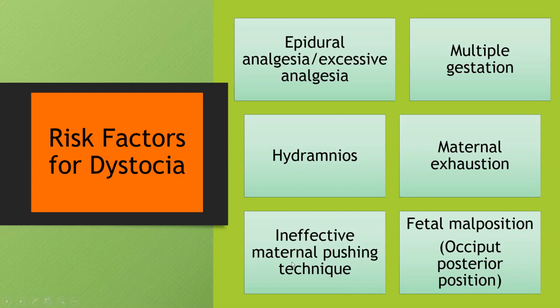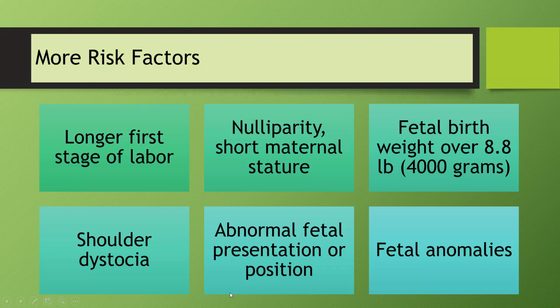Ineffective maternal pushing, again, can be from exhaustion, because of the position of the baby, or because of excessive epidural. Fetal malposition, the number one reason for a labor dystocia, is fetal malposition. So that OP, we talked about this in a previous video, where the back of the baby's head is facing towards the back of the mother, or the baby's facing up, sunny side up, is not the most optimal position for delivery and can increase our chances of having a labor dystocia.